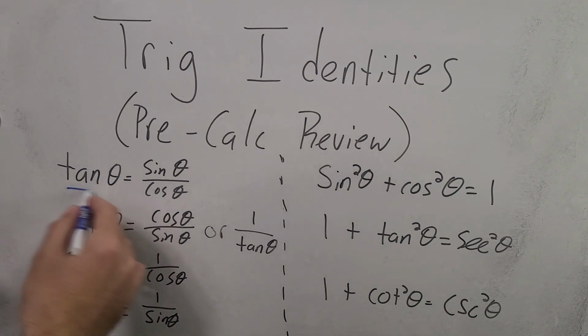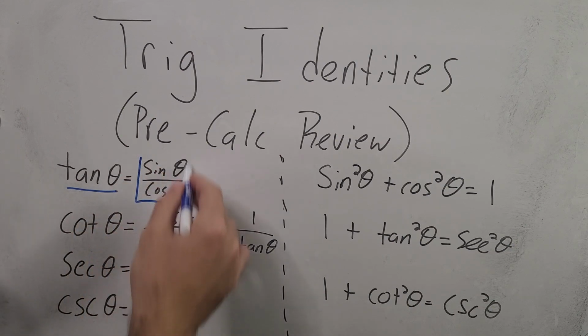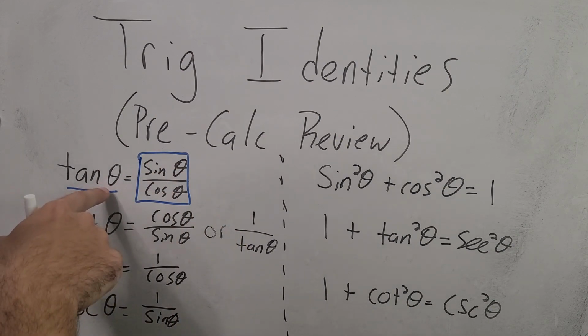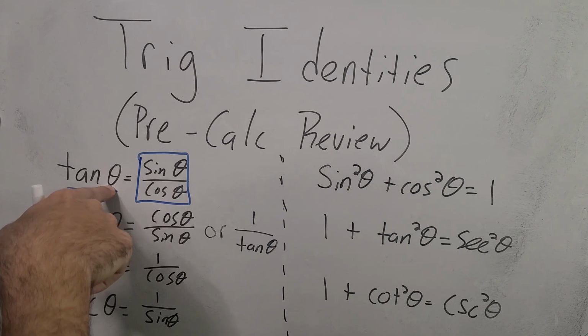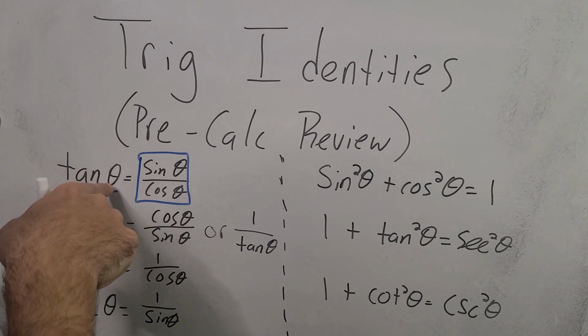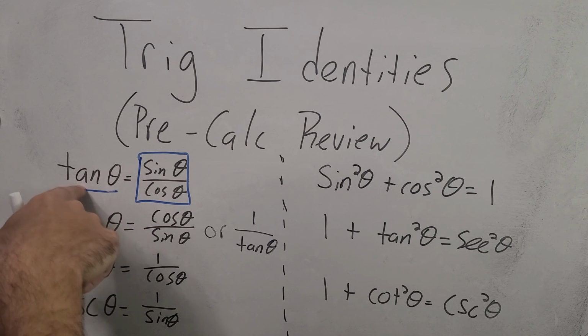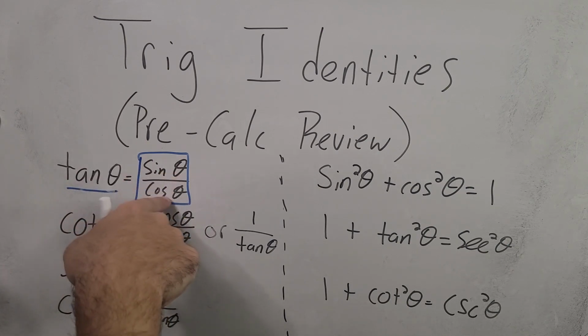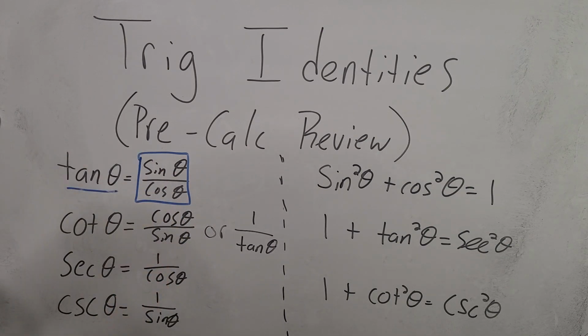We know that tangent theta can be rewritten as sine over cosine. And by the way, I'm using a symbol called theta. It's a Greek letter representing an angle. If you have the letter x, you can use the letter x. So if you have tangent x equals sine x over cosine x, that's cool. You could keep it that way.